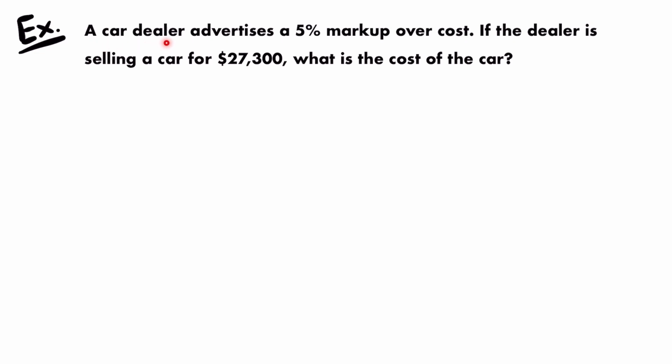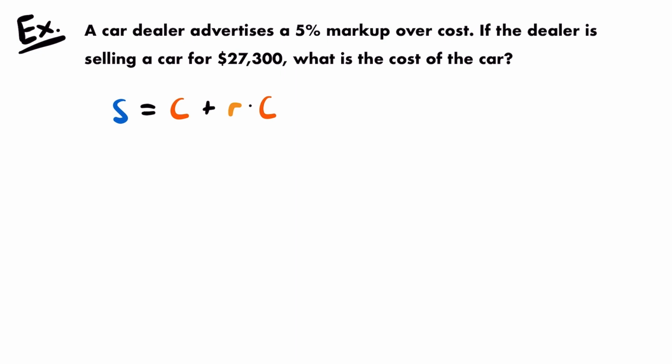Next up, we have a car dealer advertises a 5% markup over cost. If the dealer is selling a car for $27,300, what is the cost of the car? All right, so once again, we're using the same formula. So let's write that down first. We know that the selling price will be equal to the cost of the product, in this case a car, plus the markup rate R multiplied by the cost C.